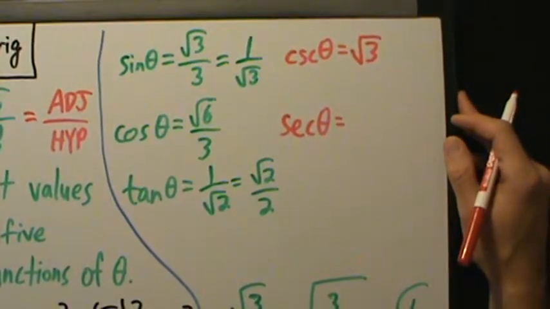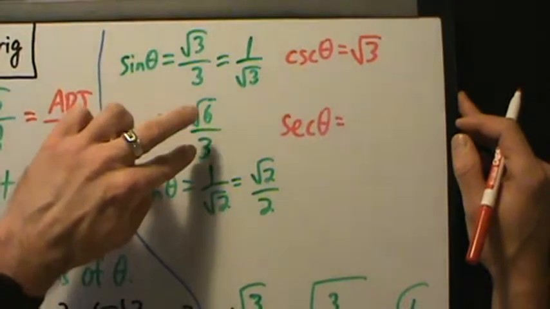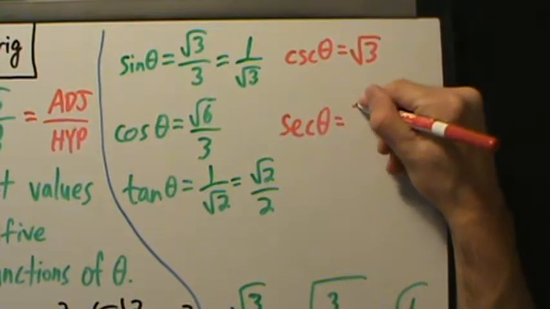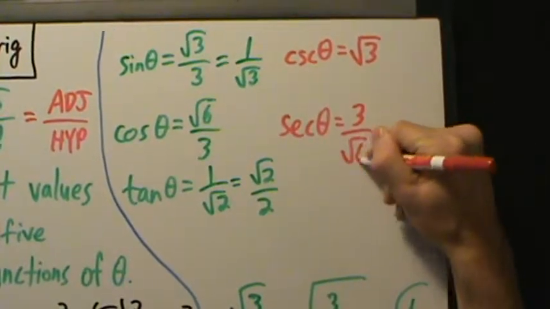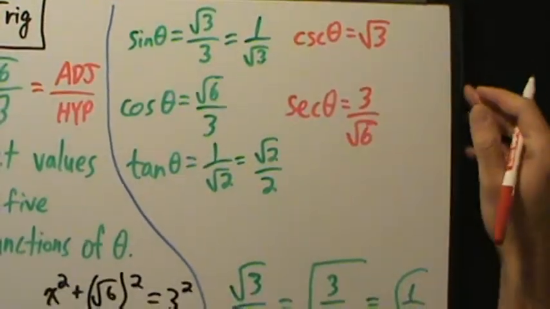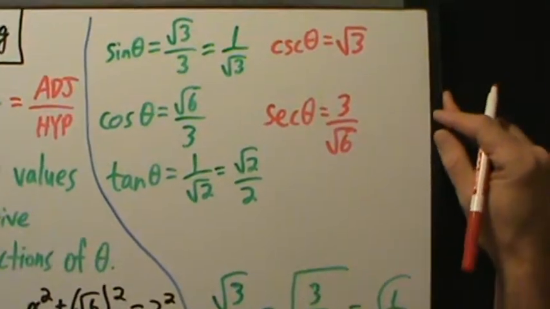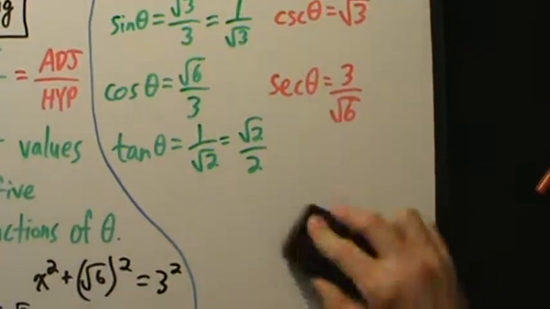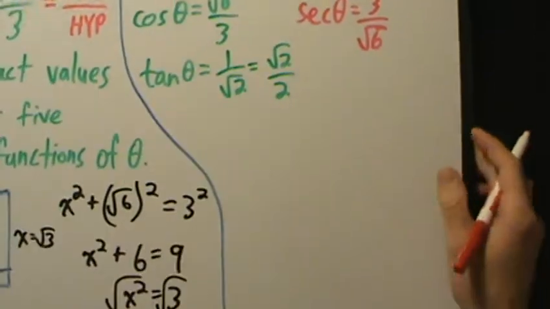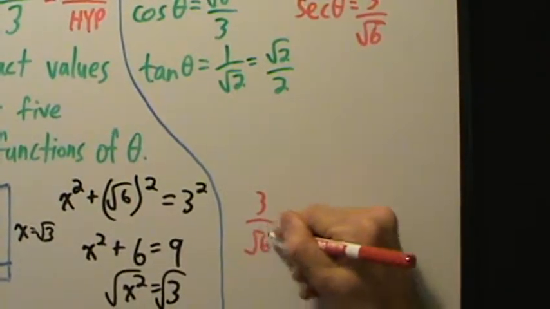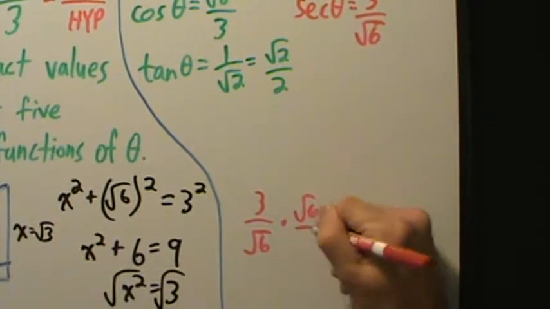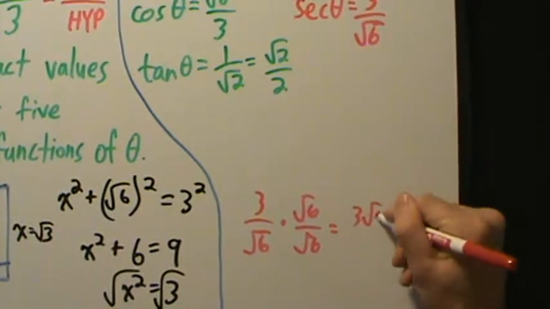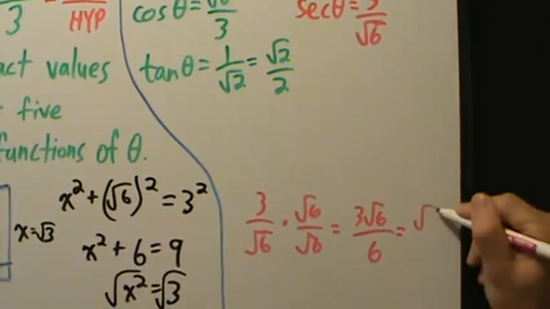equals, let's see, so if cosine of theta is root 6 over 3, then the secant of theta is the reciprocal of that, which is 3 over root 6. Okay, so 3 over root 6. So in this case, if you rationalize the denominator, what's going to happen? So 3 over root 6. So if we rationalize the denominator, we'll get root 6 over root 6. We're going to multiply by that, so we'll have 3 root 6 over 6, which is root 6 over 2.